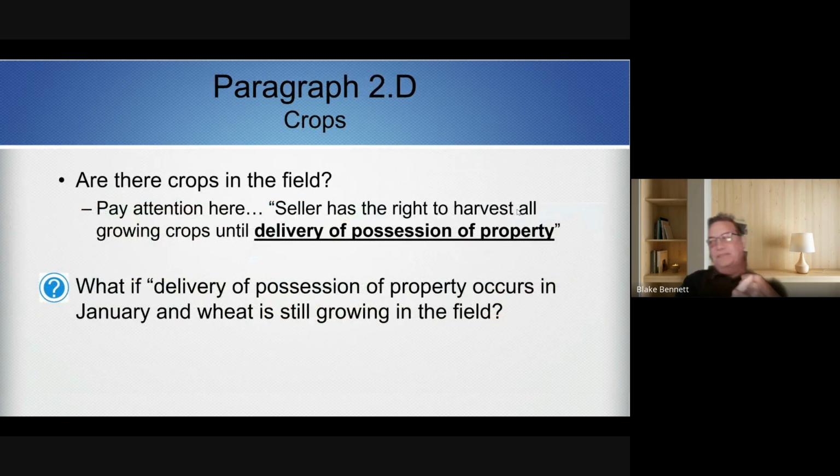Crops in the fields. This is a huge one. In extension, I work for Texas A&M AgriLife Extension. I deal with a lot of landowners, and in particular, landowners that are renting land. They might be renting land because the landowner wants to keep the ag exemption. We want to make sure, pay attention here. The contract says the seller has the right to harvest all growing crops until the delivery of possession of the property. I ran into this when I was negotiating the contract for our land in West Texas.